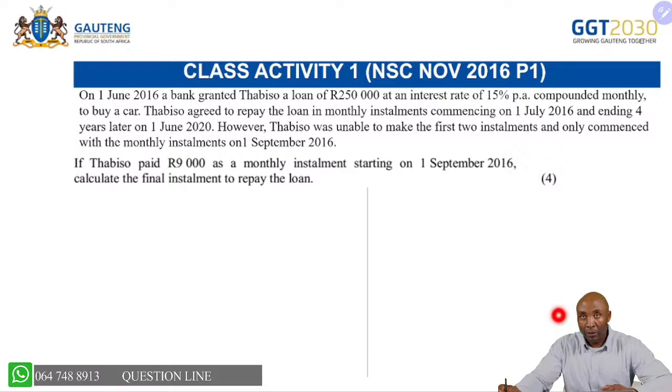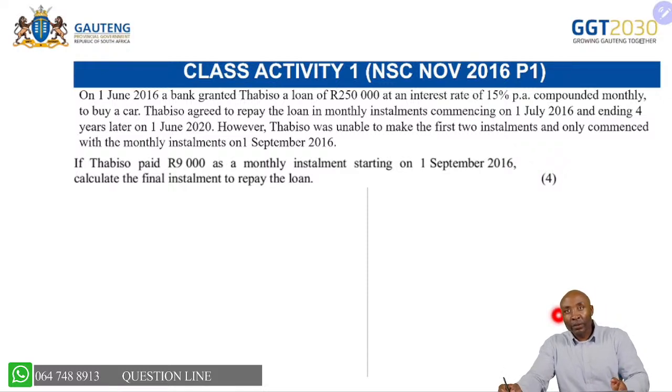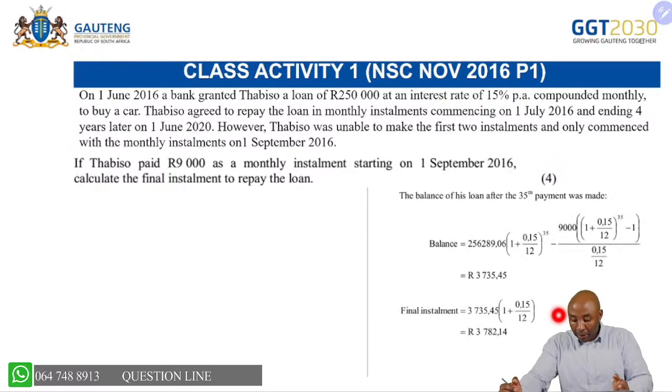So we will calculate the outstanding balance after the 35th installment that was paid, because that's a full payment of 9,000. Whatever remains, we are going to compound grow it for 1 month, and then we get our final payment. So this is how we are going to quickly do it.